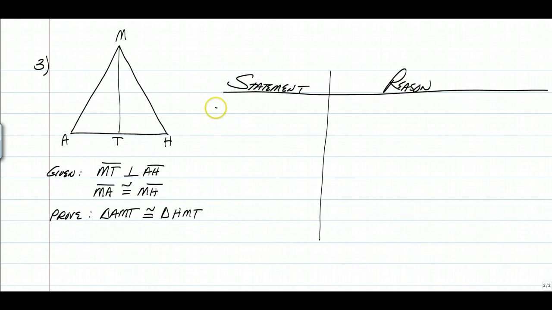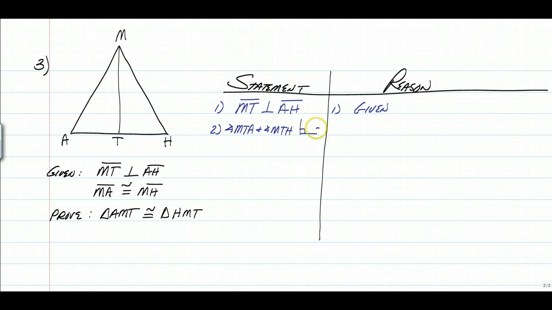So the first thing you probably did is said that MT was perpendicular to AH. And that's given. Now, if you do things my way, you're not going to go list the next given yet. My suggestion is that you don't stop with the first given until you have found something is congruent. So to follow along with this, what does perpendicular do? Well, if MT is perpendicular to AH, then that means angle MTA and angle MTH are right angles.